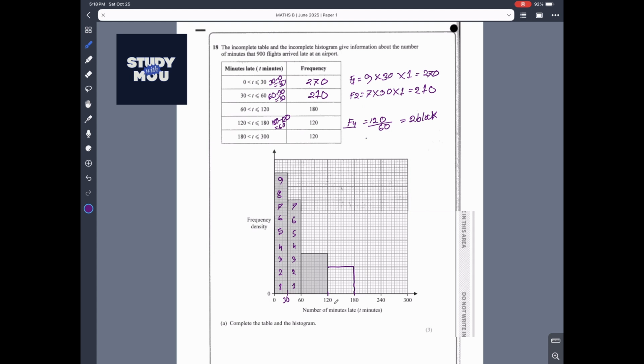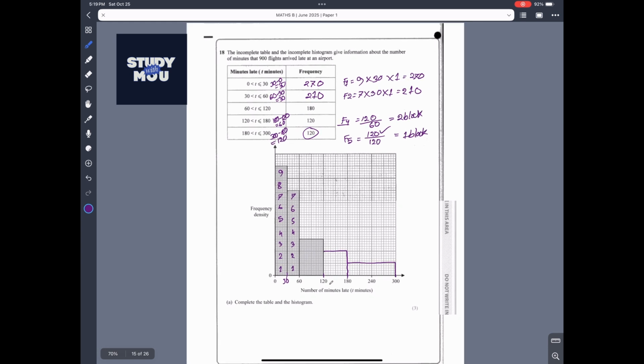The block is drawn, and then we have F5. Here we have 120. We'll write this up here, and then 300 minus 180 is equal to 120. We'll write 120 and we get 1 block. So for 180 to 300, that's 1 block. Okay, we are done with question number 18A.